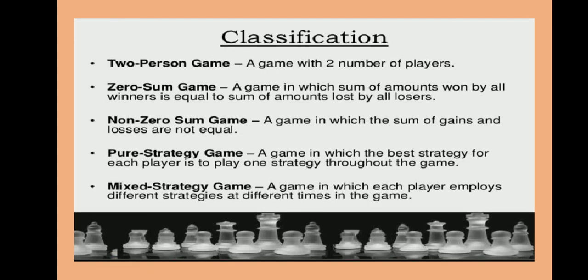The next is classifications. First point is two-person game, a game with two players. Second, zero sum game, a game in which the sum of amounts won by all winners is equal to the sum of amounts lost by all losers. Third point, non-zero sum game, a game in which the sum of gains and losses are not equal. Fourth, pure strategy game, a game in which the best strategy for each player is to play one strategy throughout the game. And the last one is mixed strategy game, a game in which each player plays a different strategy at different times in the game.